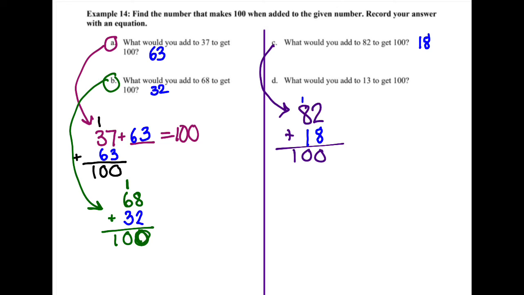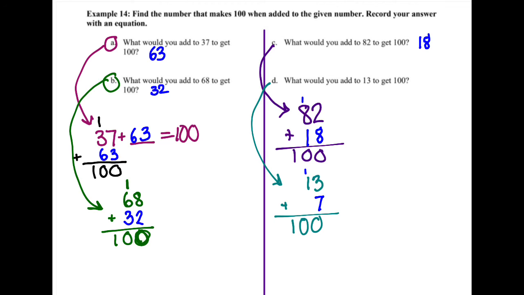Okay, and the last one. What would I add to 13 to get to 100? All right, so 3 plus 7 gives me 10. Carry the 1. So now these two give me 8. What do I add to 8 to get 10?